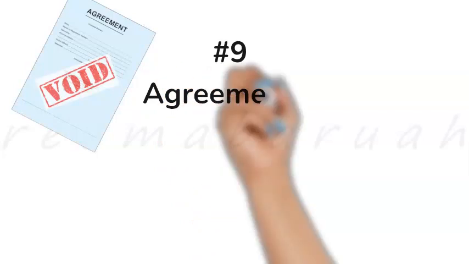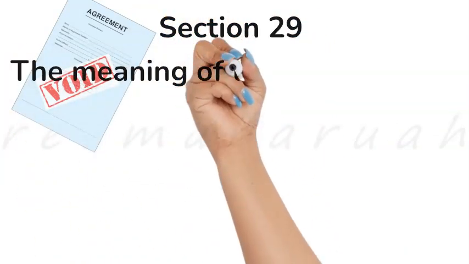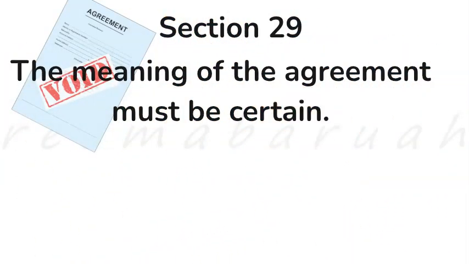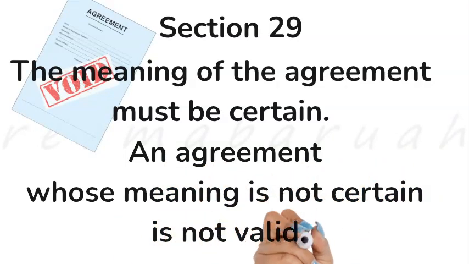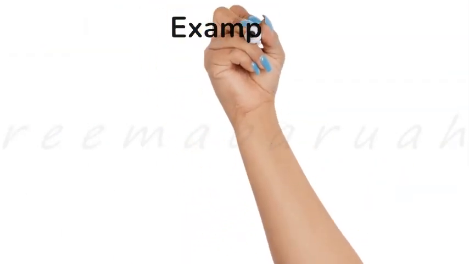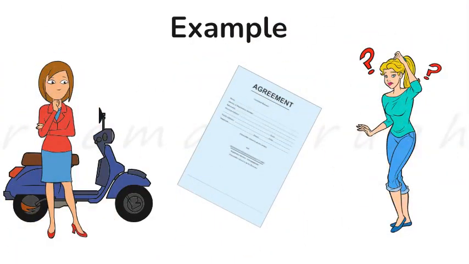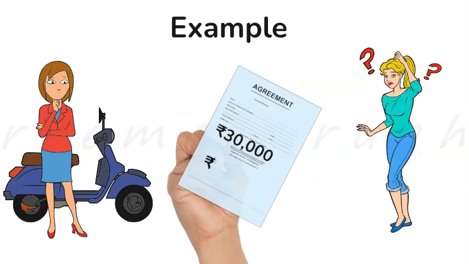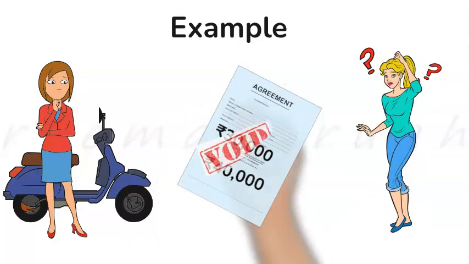Next, agreements the meaning of which is uncertain is also void. Section 29 says that the meaning of the agreement must be certain. In other words, we may say that an agreement whose meaning is not certain is not valid. Example: there is an agreement between Rita and Geeta that Rita will sell her motorbike to Geeta for rupees 30,000 or 40,000. This agreement is uncertain, so it is void.